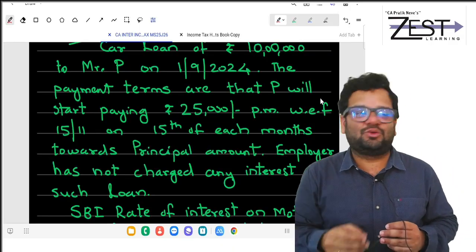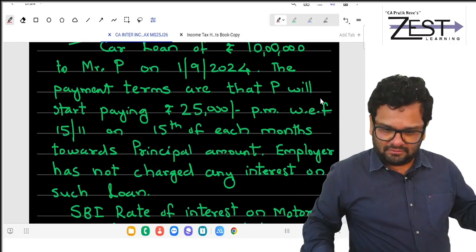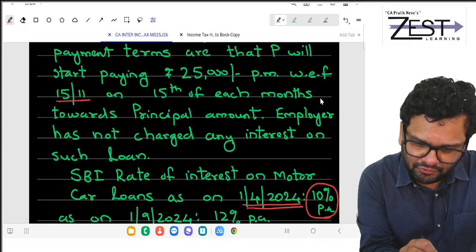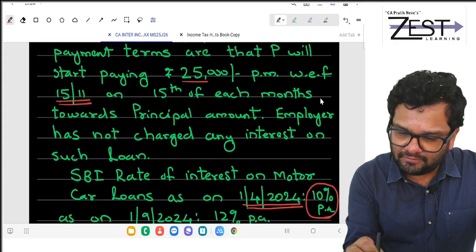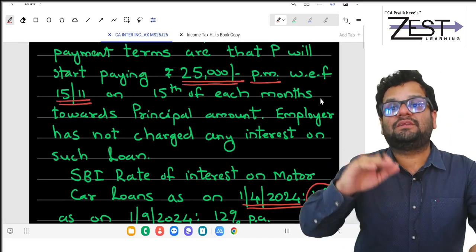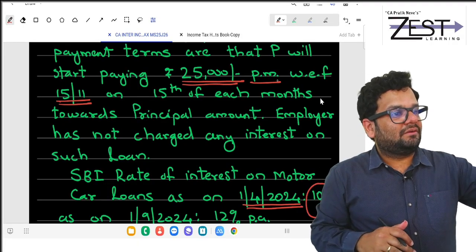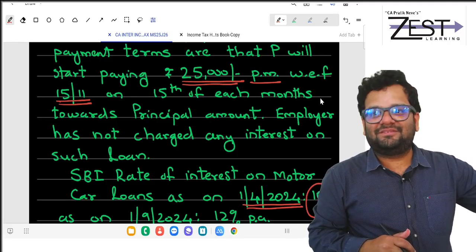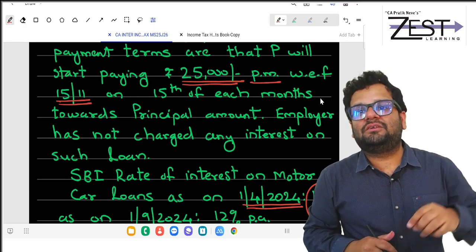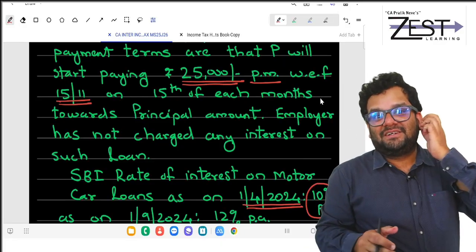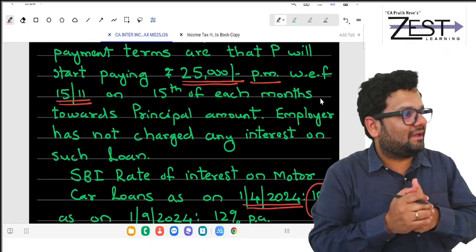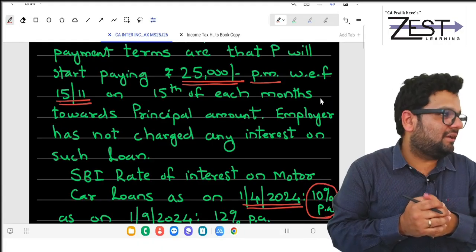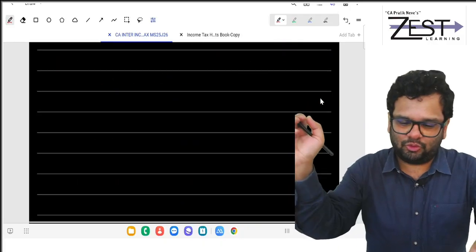But that is not the case. You can't do that, because from 15th of November, he will start paying 25,000 per month. So from 15 November onwards, the principal will keep going down. You can't calculate on the full 10 lakhs. It is unfair; the value of perquisite will be unnecessarily high. You should keep on calculating on the amount outstanding. Let's see how to do it.